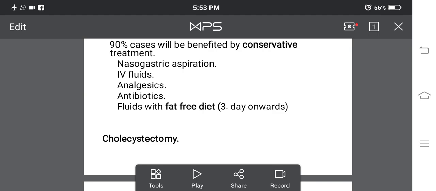Then another condition present in gallstones, one of the complications of gallstone, is chronic calculus cholecystitis, that we will see in the next lecture. That is also asked as a 10 marks question.